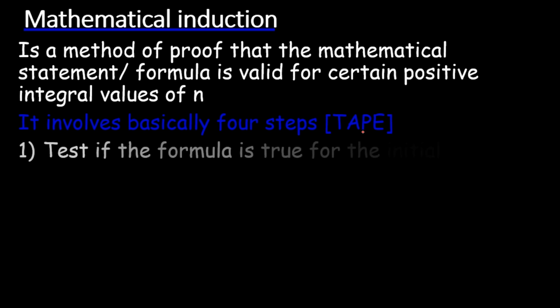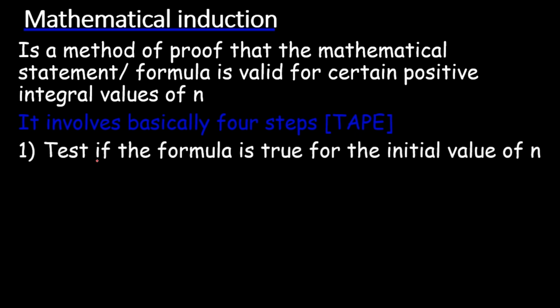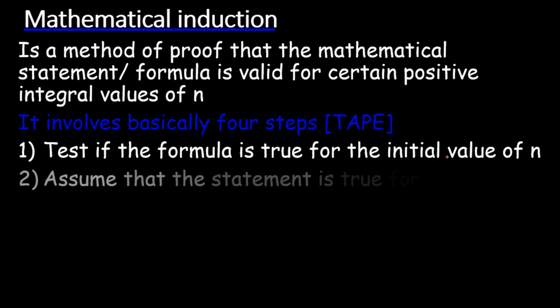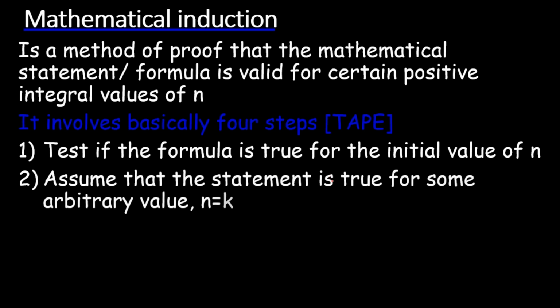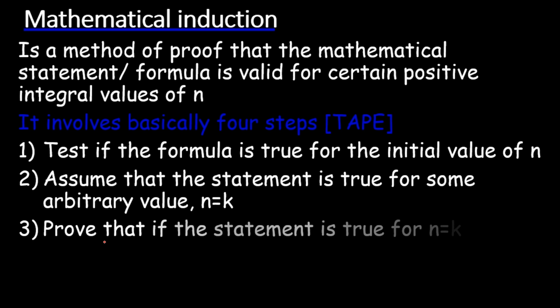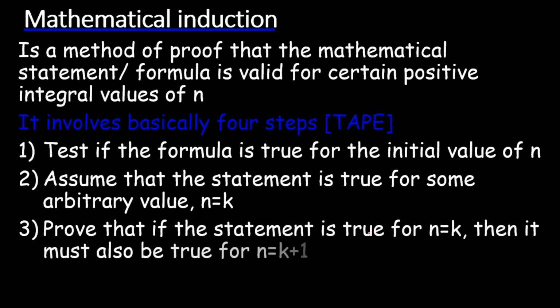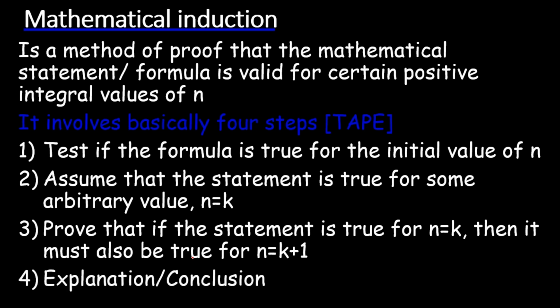Step number 1, we are going to test if the formula is true for the initial value of n, probably a 1, and then we go on to other values. Step number 2, we are going to assume that the statement is true for some arbitrary value, for example n is equal to k. Then step number 3, we are going to prove that if the statement is true for n is equal to k, then it must also be true for n is equal to k plus 1. Then finally, we are going to conclude.